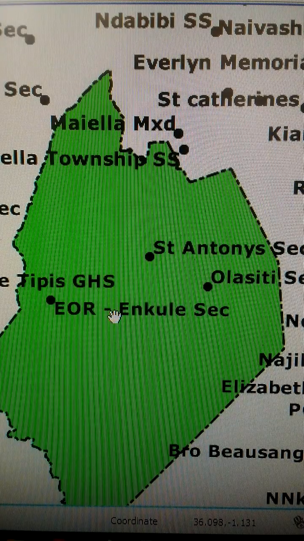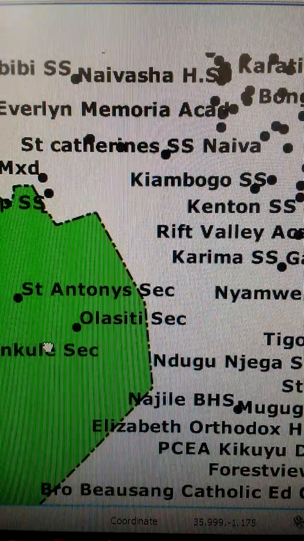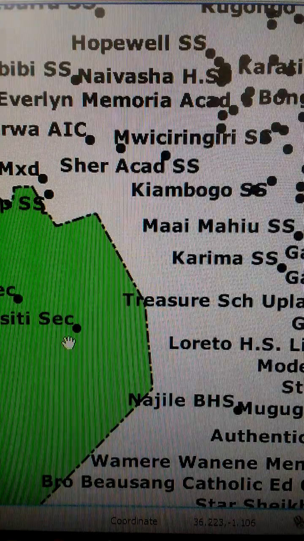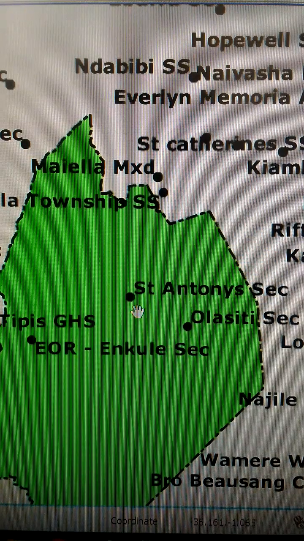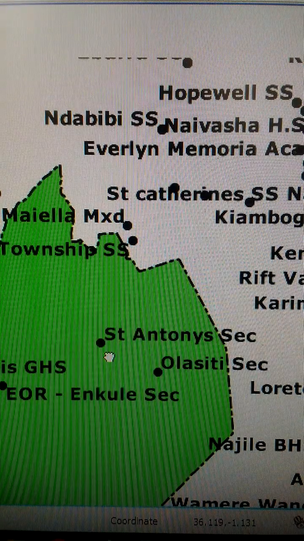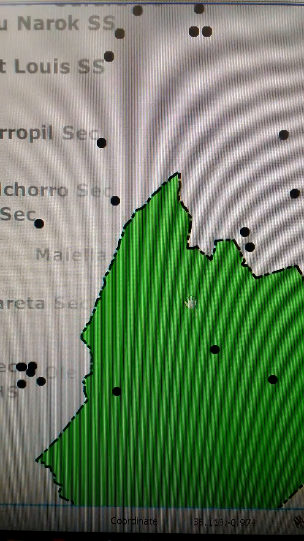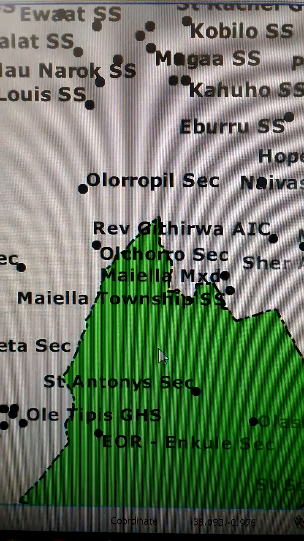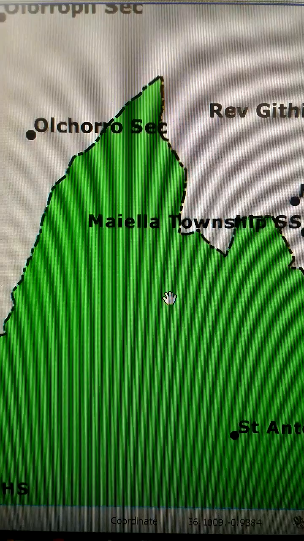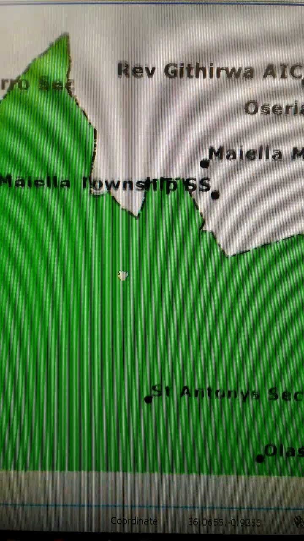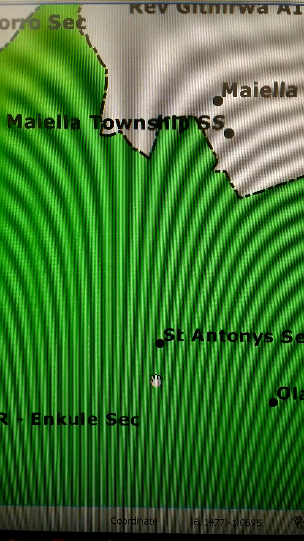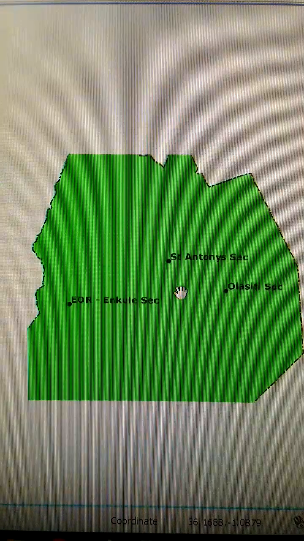We have EOR Enkule Secondary School. Then we have Ola City Secondary School. And near to Ola City Secondary School, we have St. Anthony's Secondary School. As we move towards the north, let me find if there is any schools there. We don't have any other school. So those are the schools we have in that constituency of Narok East.